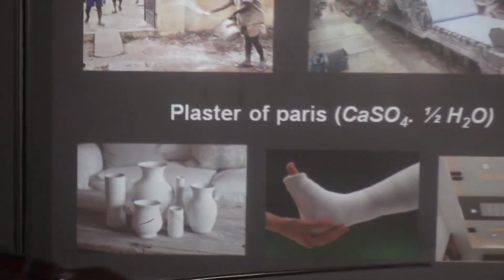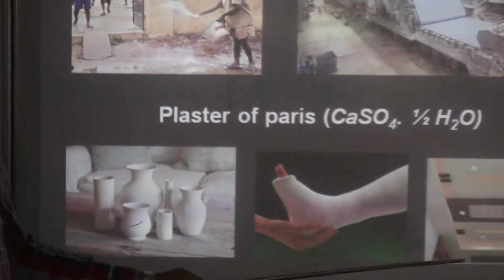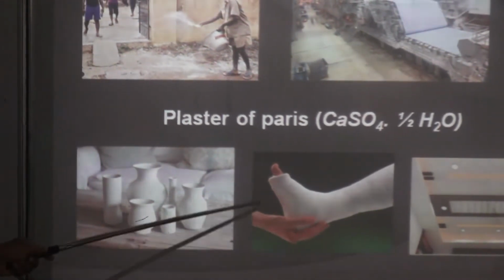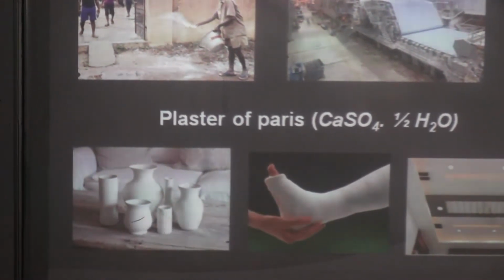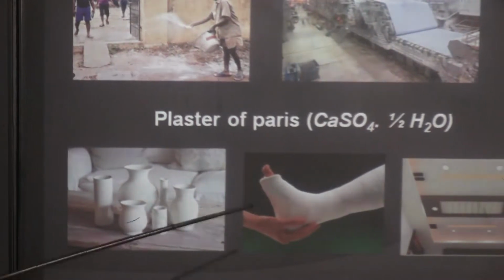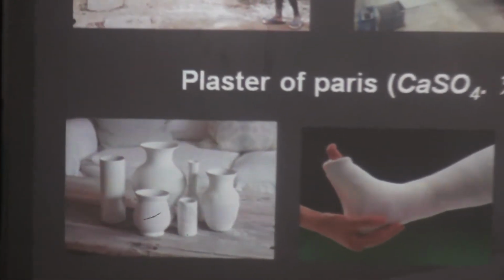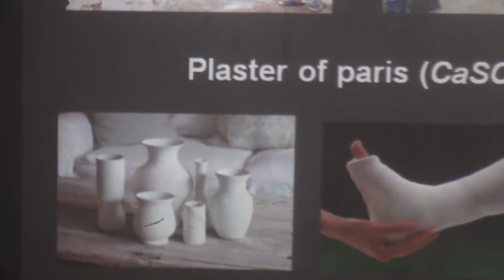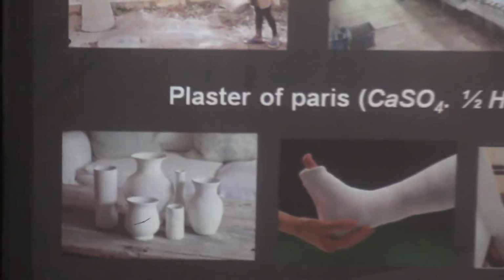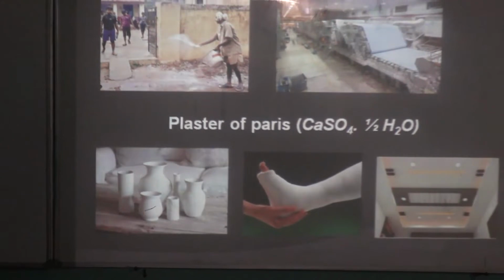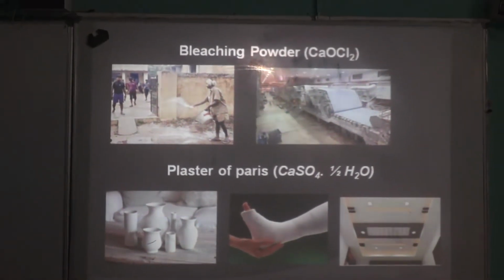And another important salt is plaster of Paris, CaSO4 half H2O. Here it is used for decorative purposes, ceilings for the houses, and it is used by the doctors to reset the fractured bones, and decorative items will be prepared from the plaster of Paris. These are all very important things. Some more important uses of bleaching powder and plaster of Paris.